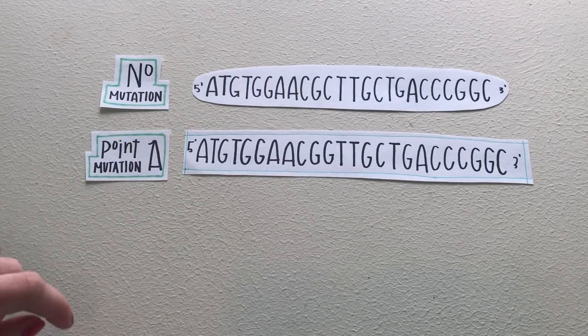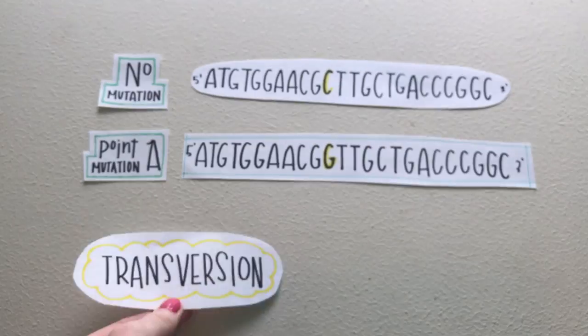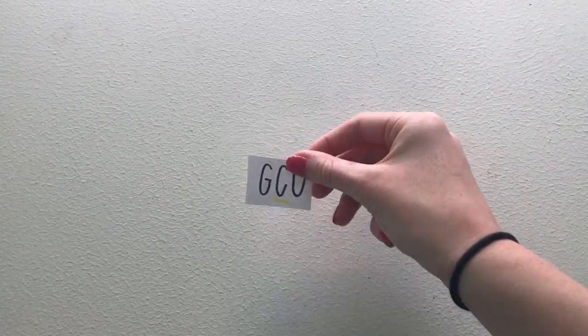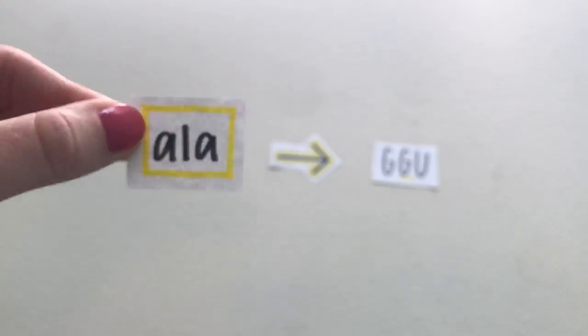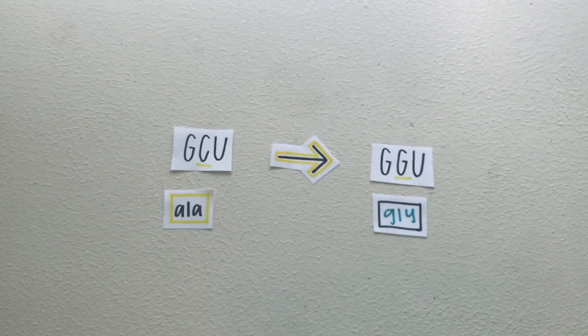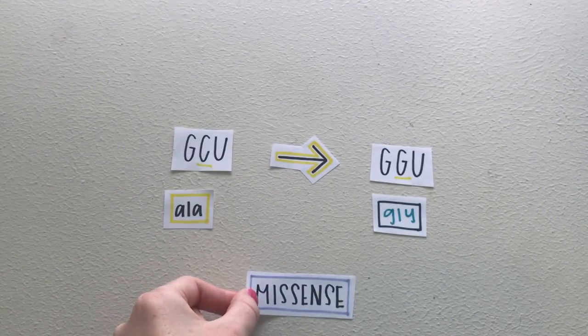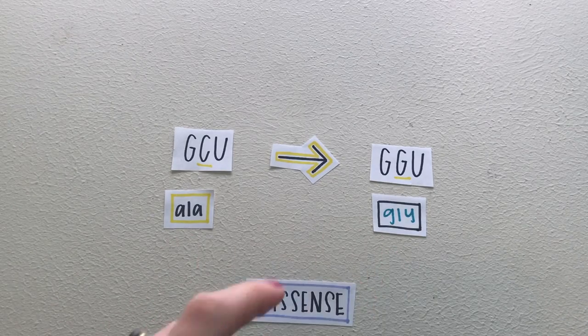We see that the mutation has changed the base from C to G. This is a transversion in which the base changes from a pyrimidine to a purine. Looking closely, we see that GCU was changed to GGU. GCU translates to alanine, whereas GGU translates to glycine. This change in the amino acid coded is known as a missense. The single base change changes the amino acid and can also change the function of the protein as a whole.